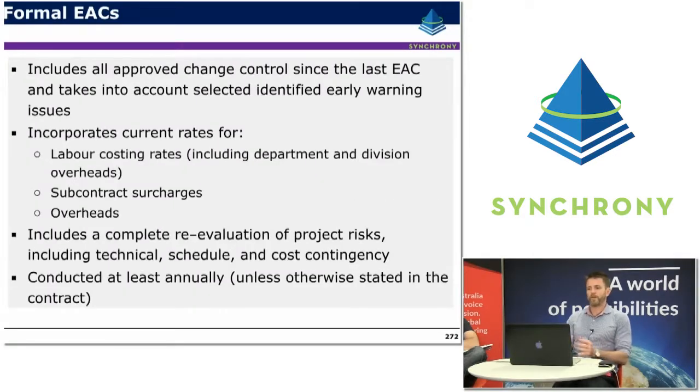It includes all approved changes since the last EAC and takes into account selected identified or early warning issues or performance issues that might have been identified. It incorporates the latest rates for labour costing, for example, any subcontractor surcharges and overhead costs. It includes a complete re-evaluation of project risks, including technical, schedule and cost contingency, and it should be conducted at least annually. Depending on the duration of the project, you might even do it monthly or quarterly.